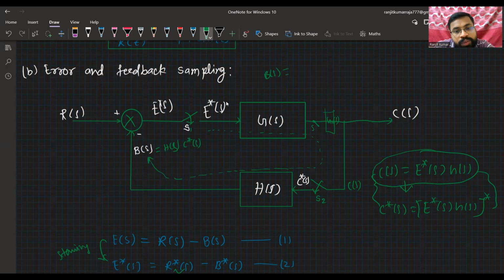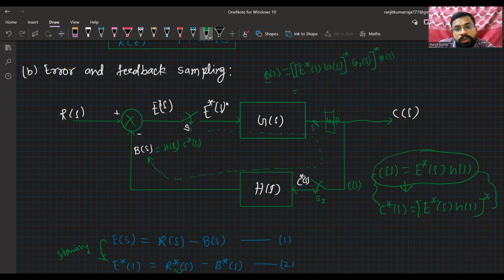B of S, I can write E star of S, which is multiplied with G of S. Now a sampler I have added here, so it will take the star of this. A sampler means starring the function, that is, discretizing the function. After starring, it is multiplied with G2 of S. Again, see where this signal goes: again a sampler S2, so again I have to star this function. Now it is multiplied with H of S, and this will become our B of S.